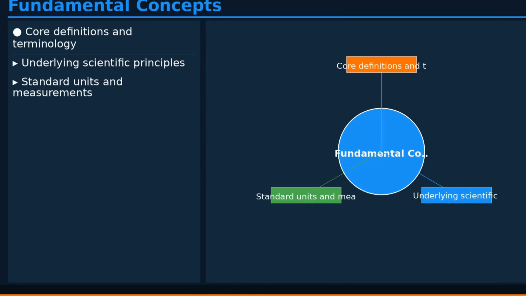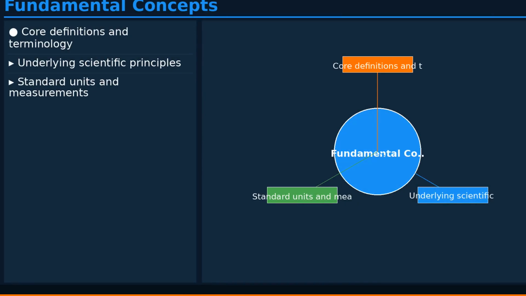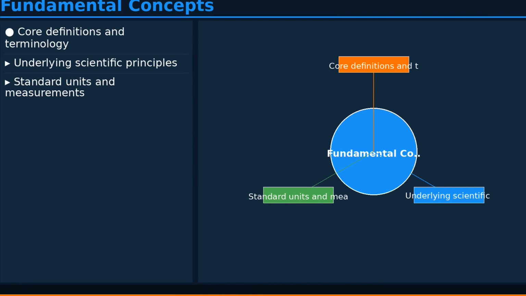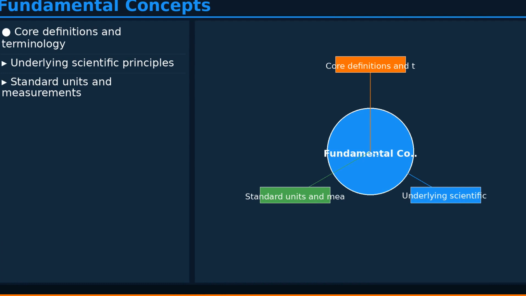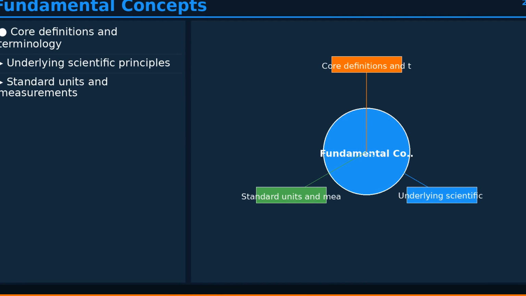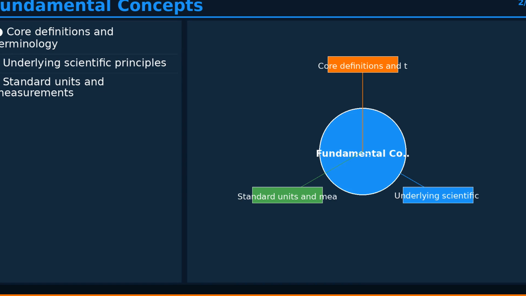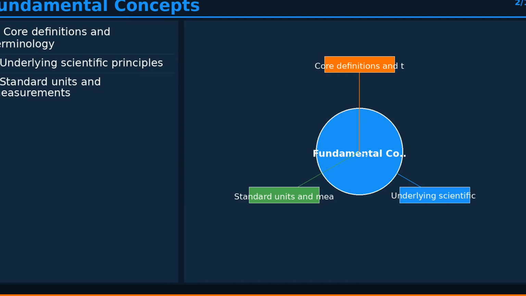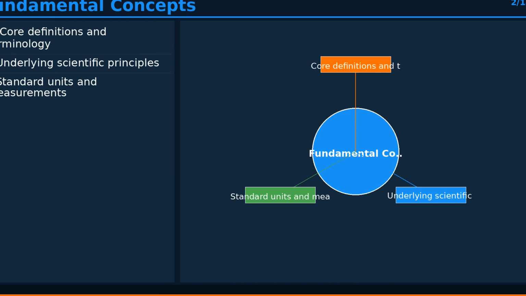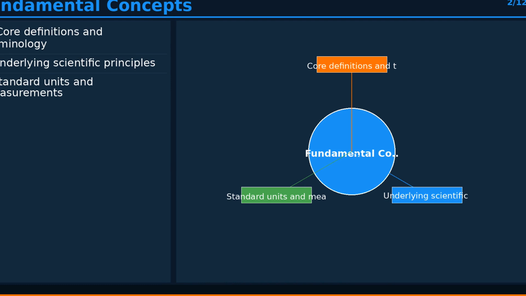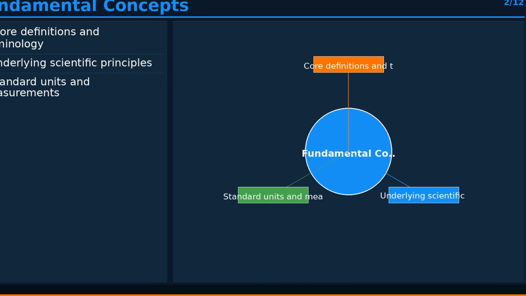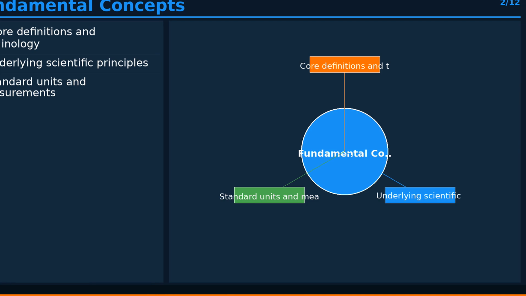The fundamental concepts of injection molding machine components and functions start with precise definitions and terminology. Understanding the scientific basis helps us predict material and process behavior accurately. Standard units ensure consistent measurement across all industrial applications.